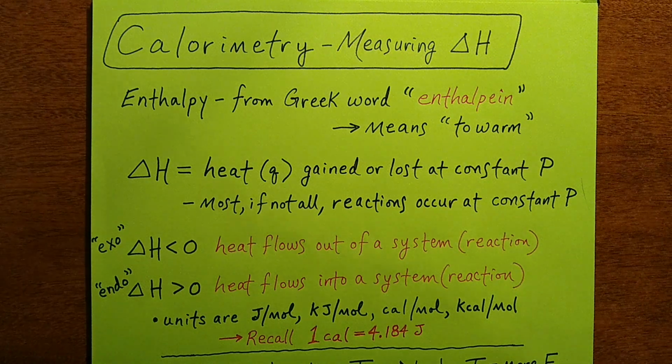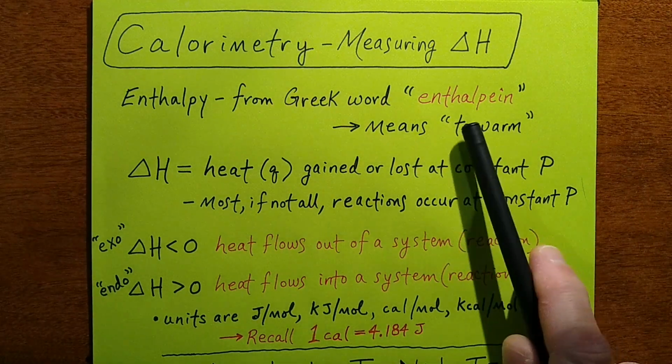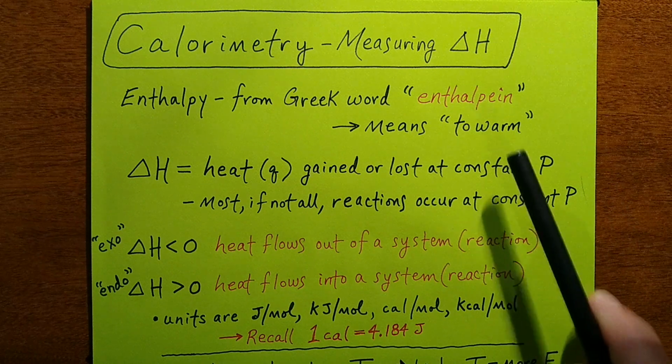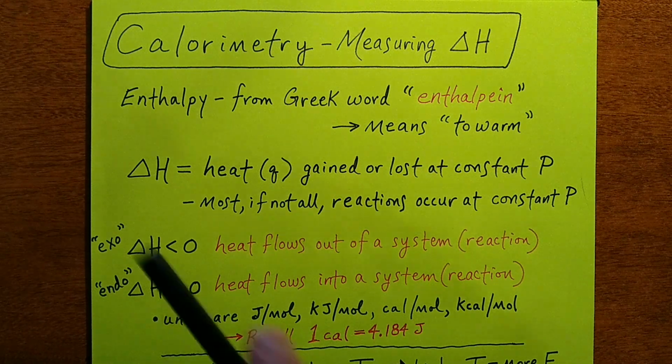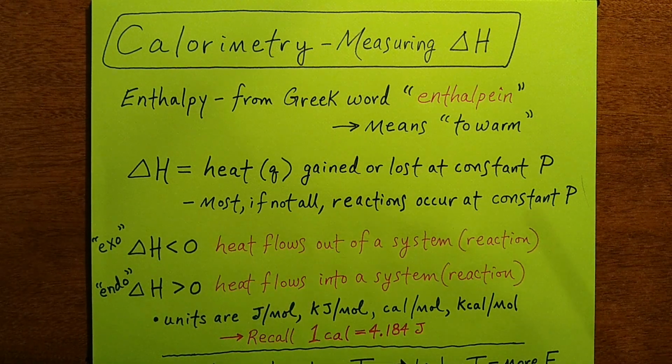What I want to cover in this video is just the basic theory of what calorimetry is, and just to review a little bit about enthalpy. The word enthalpy comes from this Greek word enthalpein, which means to warm. I know in the lecture videos I talked to you about calculating delta H using bond energies. That's a purely theoretical way to do it. This is an experimental way of measuring delta H.